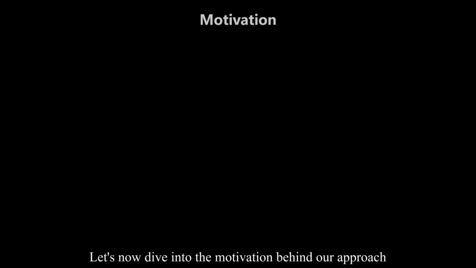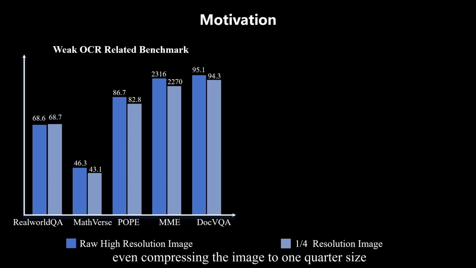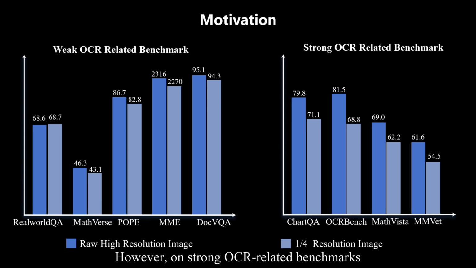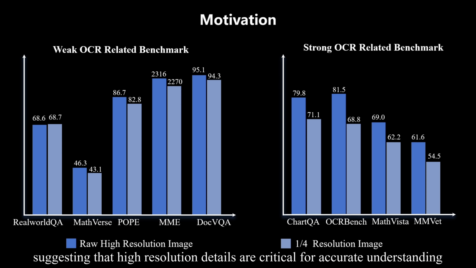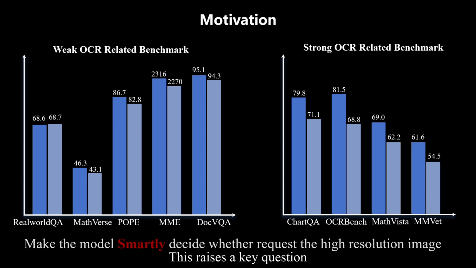Let's now dive into the motivation behind our approach. We observe that on weak OCR-related benchmarks, even compressing the image to 1/4 size does not lead to significant performance degradation. This indicates that most real-world images contain a large amount of redundant visual information. However, on strong OCR-related benchmarks, performance drops sharply when compressing images, suggesting that high-resolution details are critical for accurate understanding in such cases. This raises a key question. Can we make the model smart enough to decide whether it needs a high-resolution image?